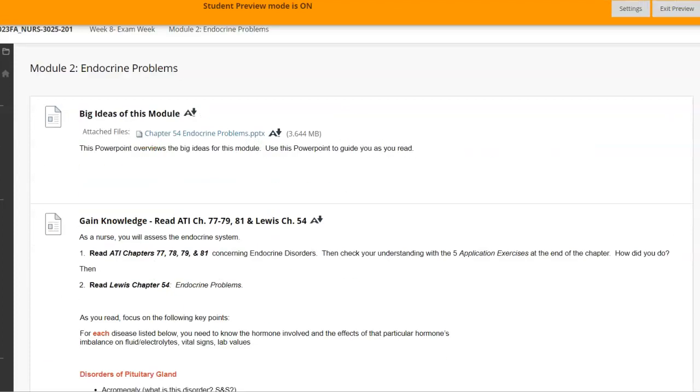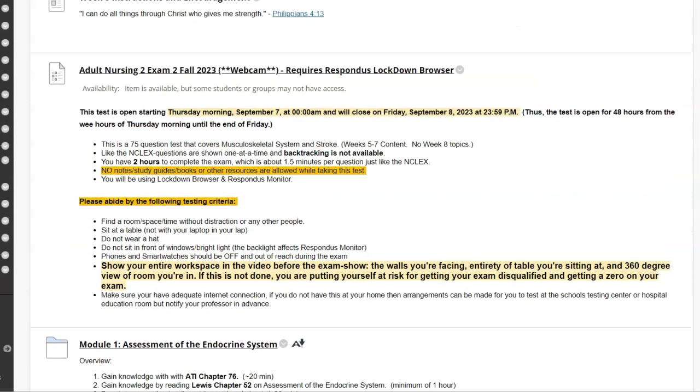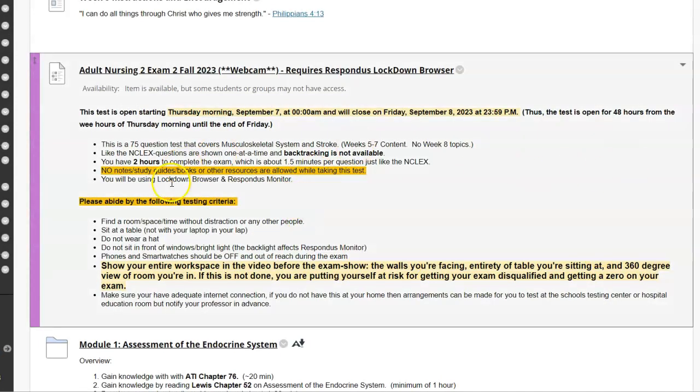Well, I wonder if it's because you can't see it yet because it's not available to you. Let me go into my week 8, which has a little bit more. Here we go. Starting in the wee hours of Thursday morning, this will become available to you because the test will open starting Thursday morning at midnight. So that is Wednesday night at midnight. When it strikes midnight, it's really Thursday morning, and your exam 2 is going to open. And it will be open for 48 hours. It will close on Friday, September 8th at 23:59.